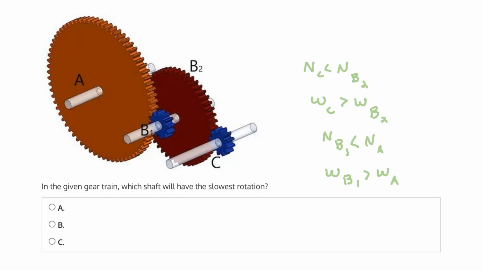So that means as we go from C to A, the rotational speed of these gears will decrease because we have a smaller gear driving a larger gear, which then again sees a smaller gear driving a larger gear. So therefore, the correct answer is A.